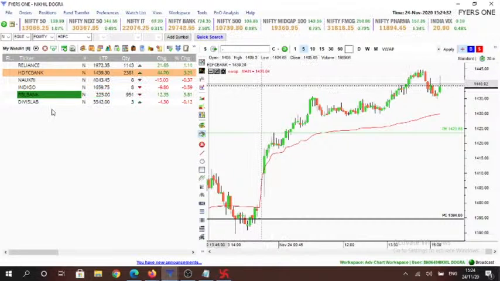HDFC Life is less than 2% away from its 52-week highs. Oro Pharma, Shriram Transport, Finance, all at 1 week highs. Dr. Reddy is at 1 week highs. So today has been an overall great day.